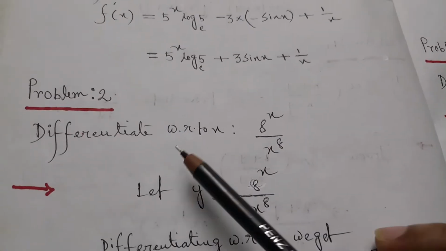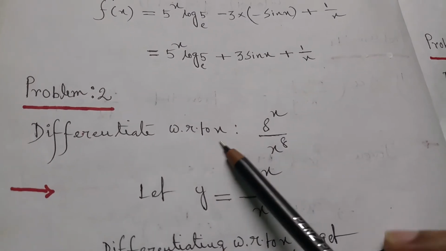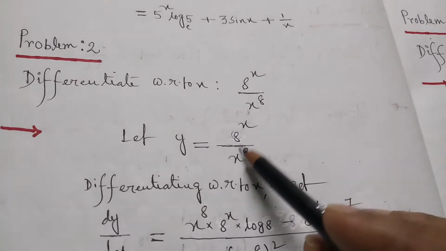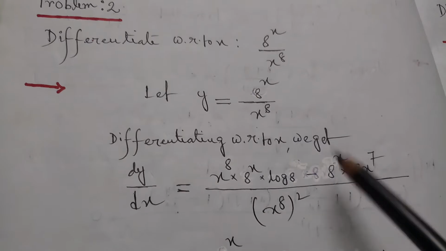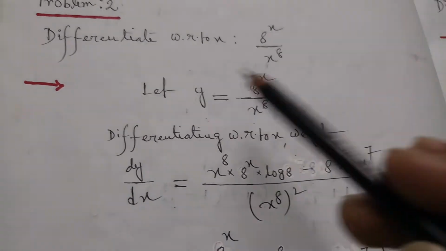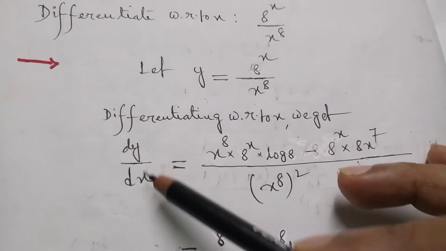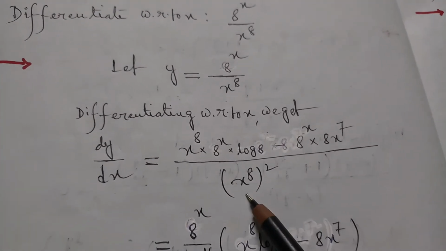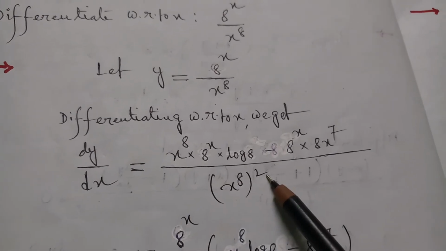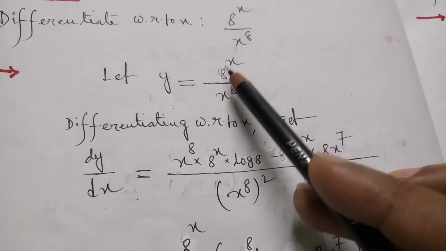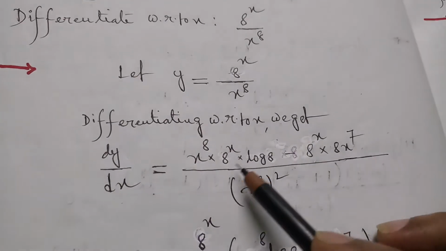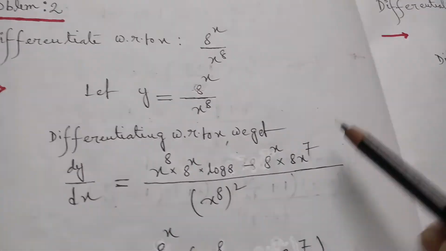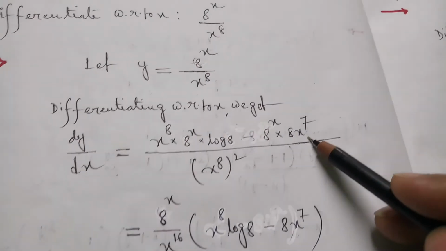Next problem, differentiate with respect to x, 8 to the power x by x to the power 8. Consider y equal to 8 to the power x by x to the power 8. So now differentiating with respect to x, we get dy/dx, and derivative of this one with u by v. So v square, this means (x to the power 8) whole square, x to the power 8 constant, derivative of 8 to the power x is 8 to the power x into log 8, minus 8 to the power x is constant, derivative of x to the power 8 is 8x to the power 7.